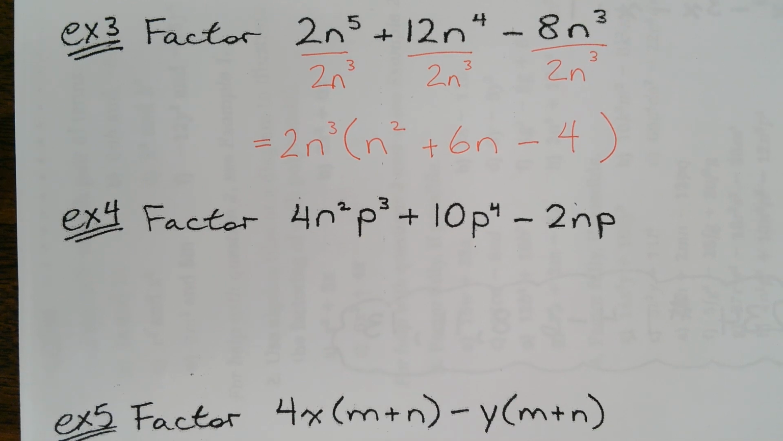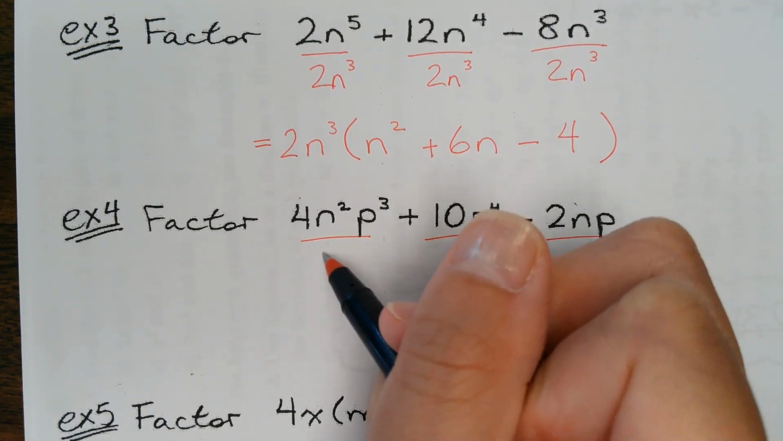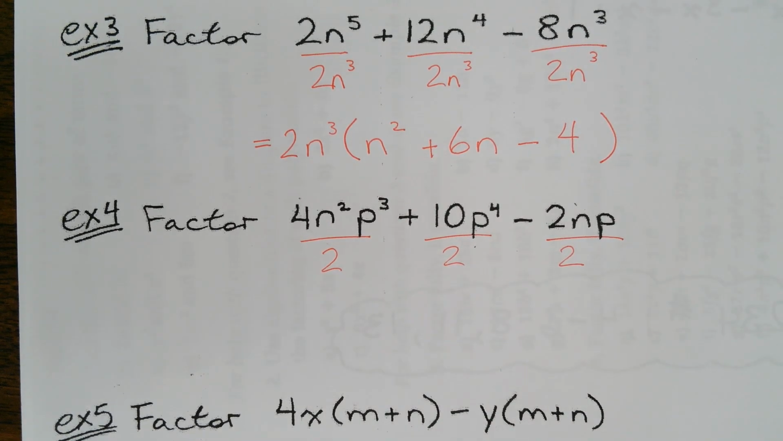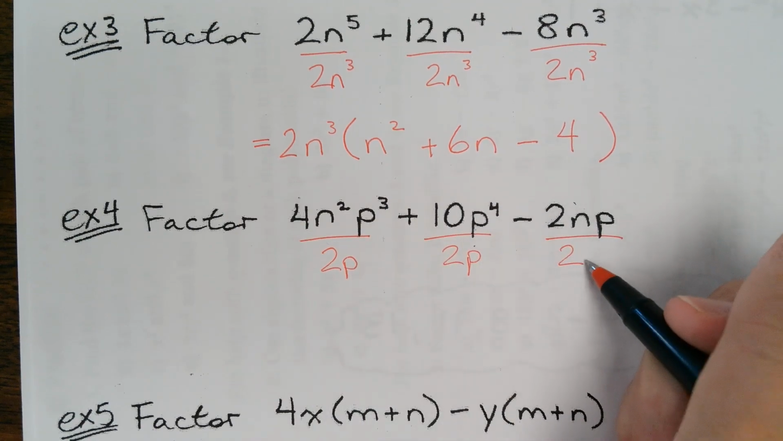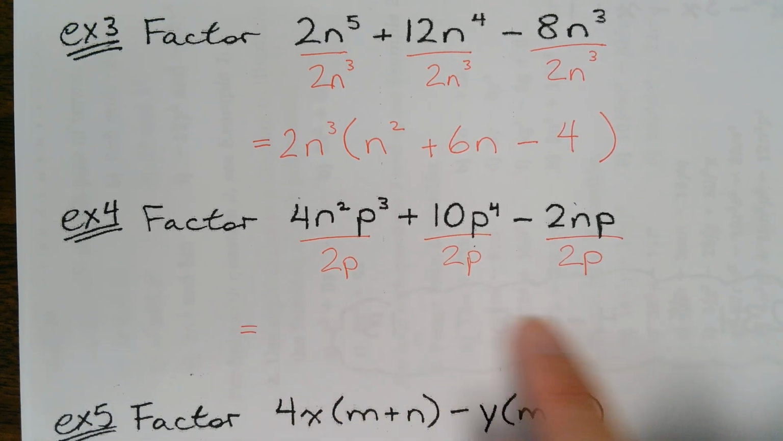Okay, factor 4n squared p cubed plus 10p to the fourth minus 2np. Yeah, 2 is common again. Good. But not just 2. I can take something out as well. Mohammed? P, yeah. So I can take a 2p out. Okay, so who wants to try telling me the final answer here?